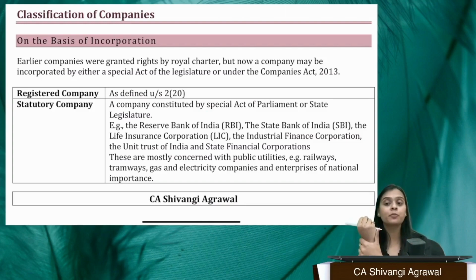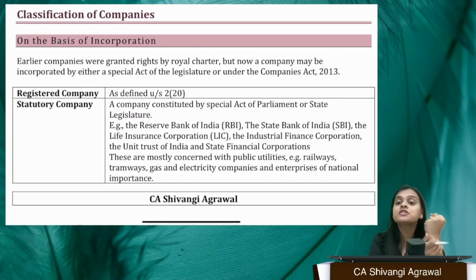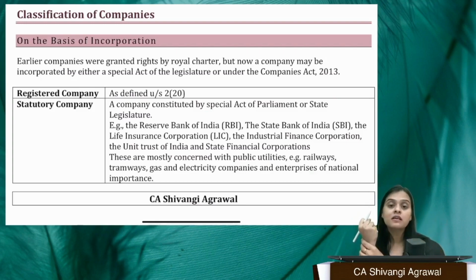RBI is a body corporate. It is not a company because it is not registered under the Companies Act, but under a special act of parliament. So it is a body corporate. It will have some features of a body corporate. A company is also a body corporate, but a company is a company also. But this is only a body corporate. It is not a company. Get my point? So we have State Bank of India, we have LIC, we have IDFC, UTI, state financial corporations. Of course, they are mostly concerned with public utilities.